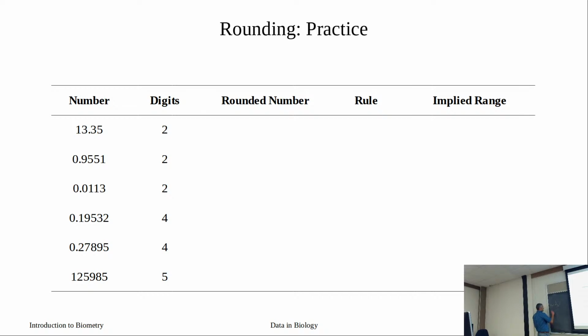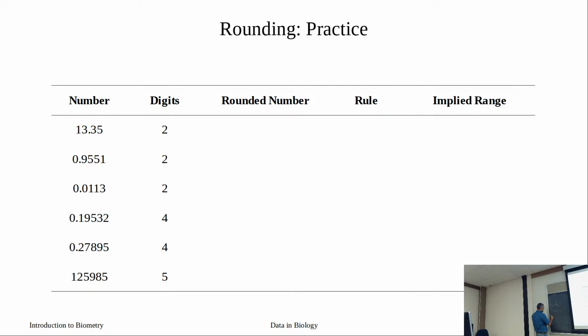Our number is 13.35. All right. We want to round there. So I might bold it, or I might underline it and say, we want to round here. What's our rounded number? 13. That's our rounded number.